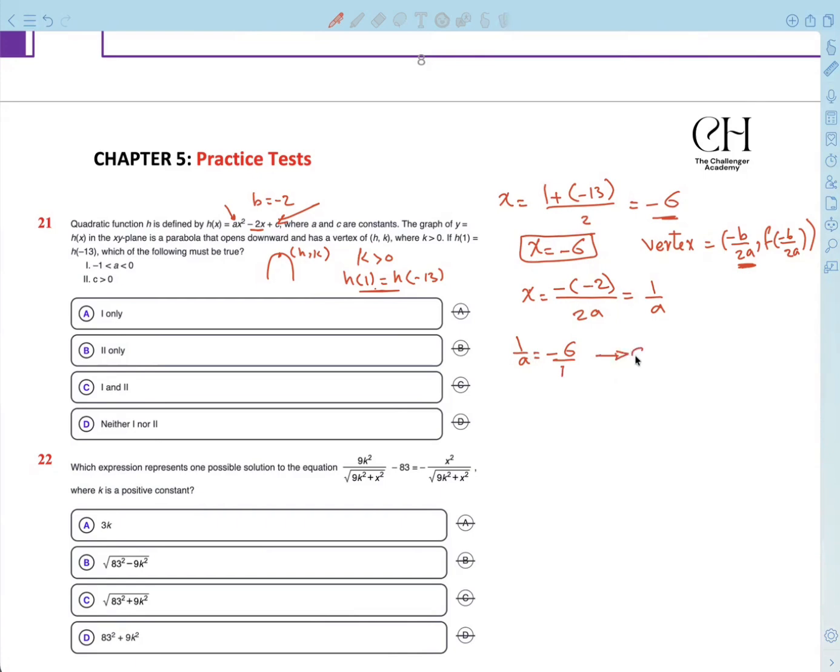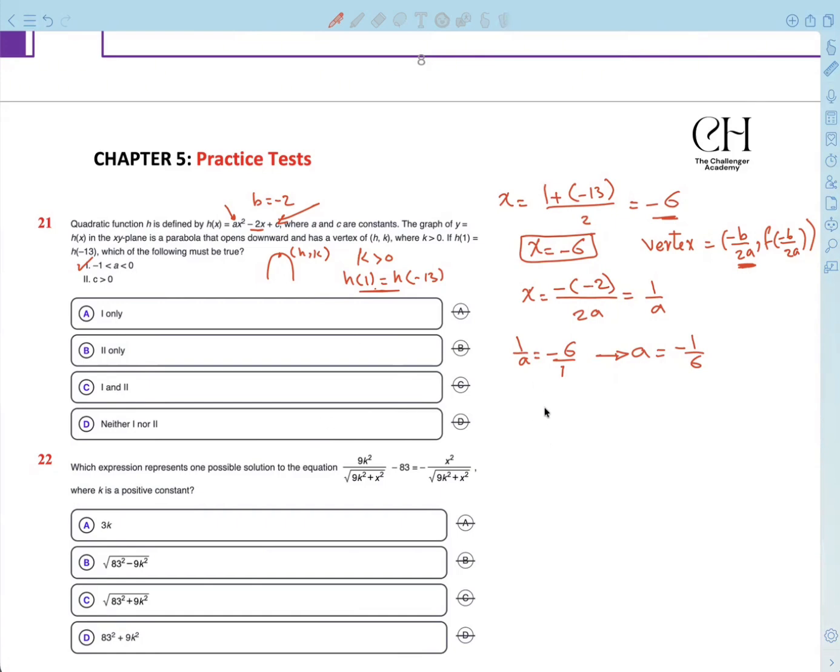So a equals negative 1 over 6. It means that a lies between negative 1 and 0. So the first condition is correct. So I is correct. Let's check the second one, that c is greater than 0.